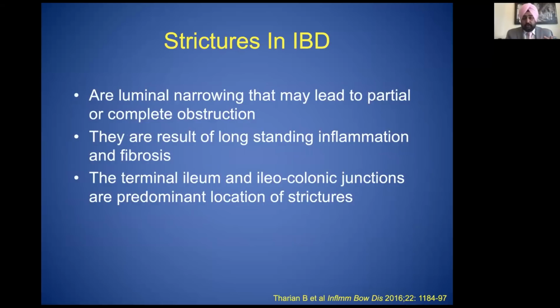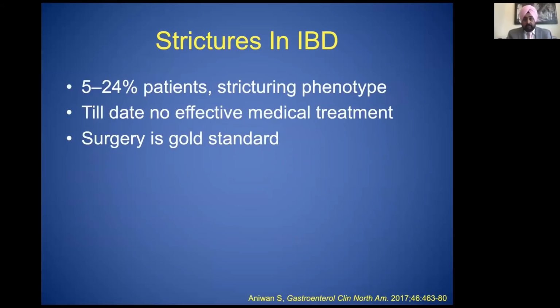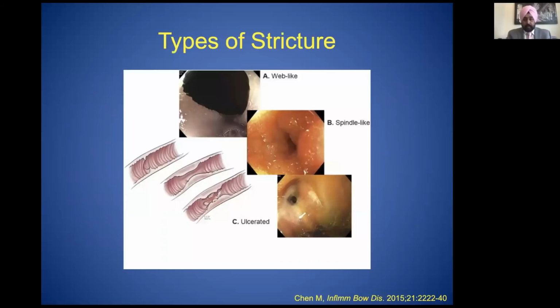So strictures are luminal narrowing that lead to partial or complete obstruction. They result from long-standing inflammation. Terminal ileum and ileocolonic junctions are the predominant location of strictures, followed by anastomosis. 5 to 24% of patients have stricturing phenotype. Till date, there is no effective medical therapy, and surgery has been the gold standard. Three main types of stricture: A is web-like, B is spindle-like, and C is the ulcerated stricture that we are all very concerned about.